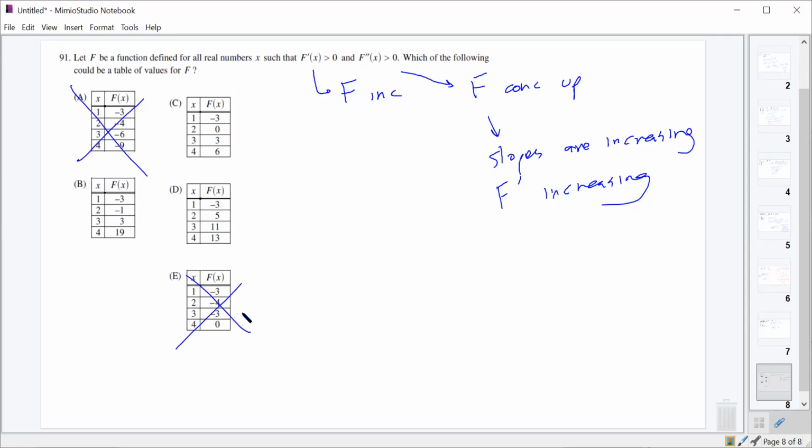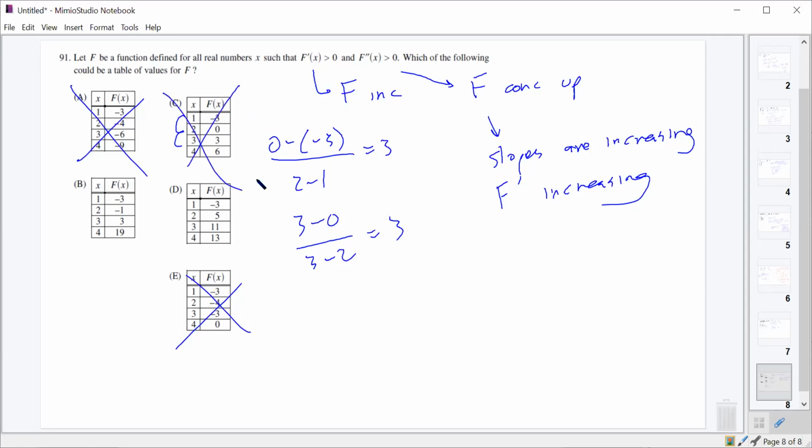Then we need the slopes to be increasing. So what's the slope between 1 and 2 on this one for choice C? If I go between 1 and 2, the slope is 0 minus -3 over 2 minus 1, which gives us 3. The next slope from 2 to 3 is 3 minus 0 over 3 minus 2, which is also 3. So we'll note that those slopes were not increasing, and the slope stayed the same. It rose by 3 each time. So it couldn't be that one.